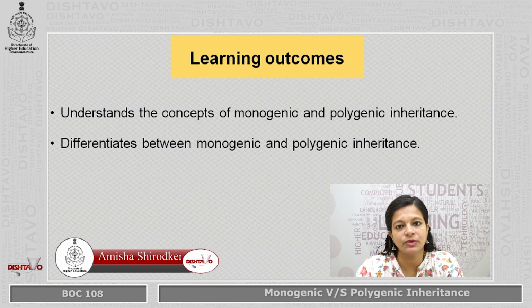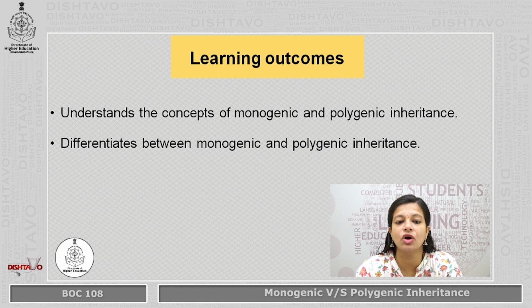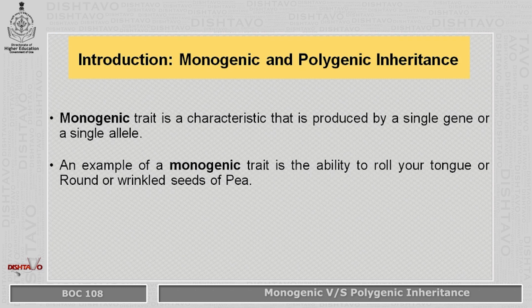Learning outcomes of this module will be: understands the concepts of monogenic and polygenic inheritance, differentiates between monogenic and polygenic inheritance. Introduction. Let us first see what are monogenic and polygenic traits. Monogenic trait is a characteristic that is produced by a single gene or a single allele. An example of monogenic trait is the ability to roll your tongue, or in plants, an example would be the round or the wrinkled seeds of pea plant.